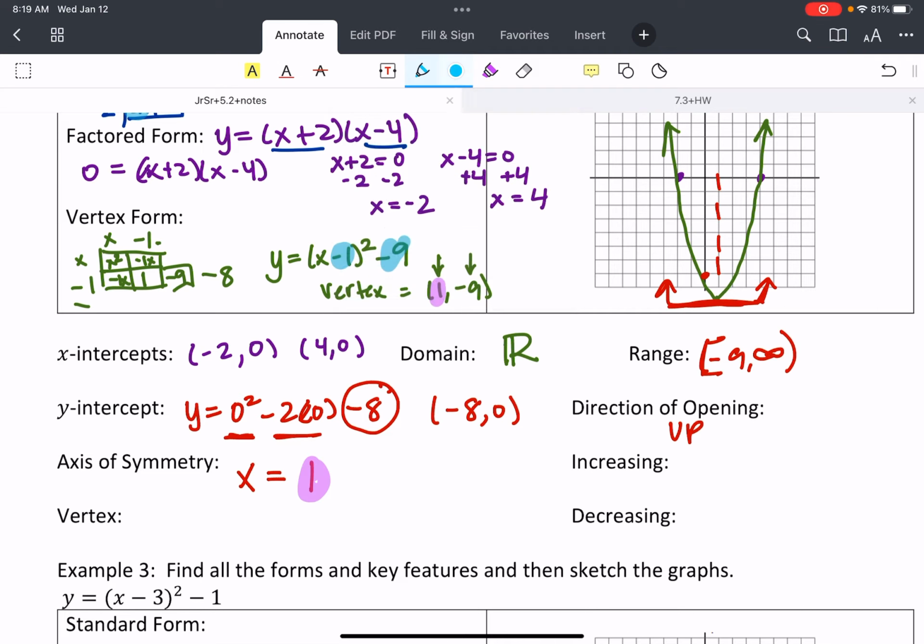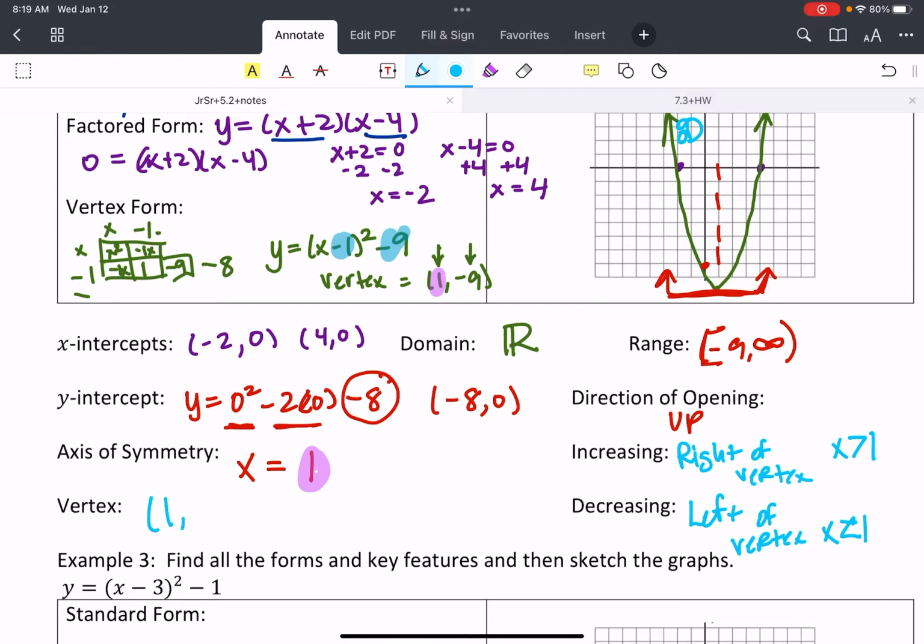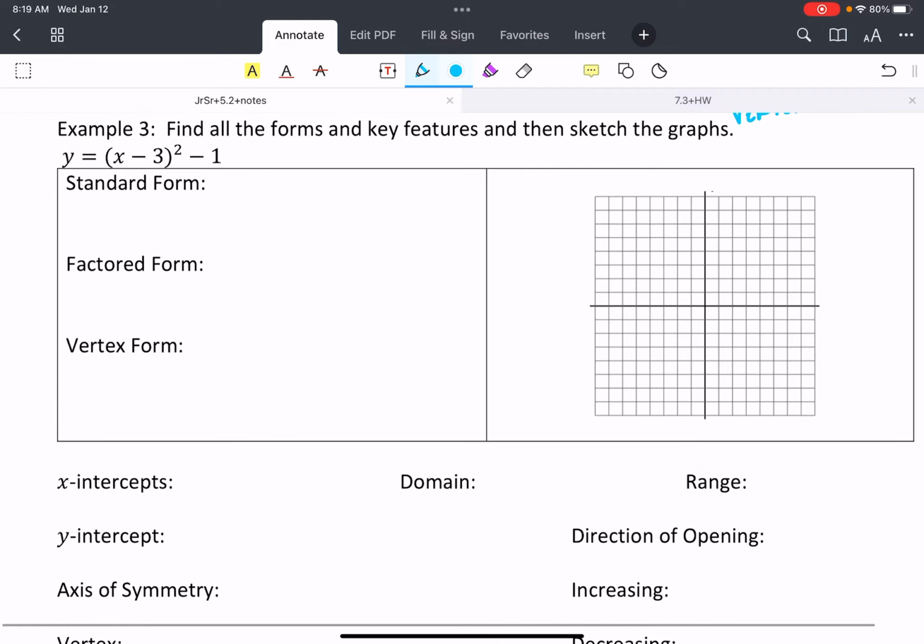Let's do our car in blue this time. Our car is going to go down first, so this one is left of vertex. I forgot that in the last one. This one is right of vertex. And then we have x is less than 1, x is greater than 1, and our vertex happens at 1, -9. All right, then we can keep going.